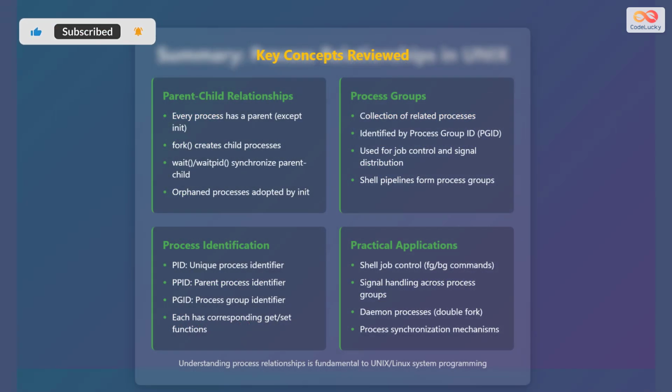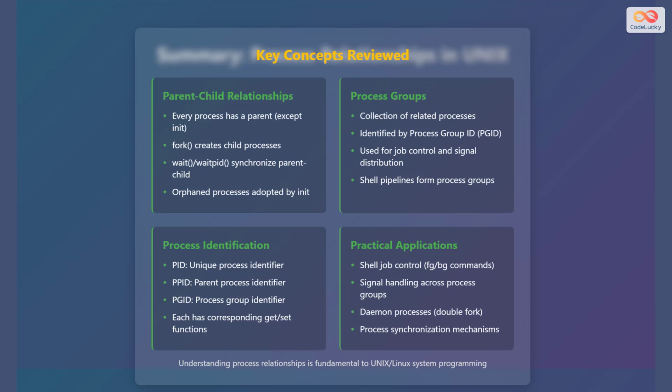Let's recap. Every process has a parent except for the init process, which is the ancestor of all processes. The fork function is used to create child processes, and wait or waitpid functions help synchronize parent and child processes. Orphan processes are adopted by the init process. Process groups are collections of related processes identified by a process group identification. They are used for job control and signal distribution.